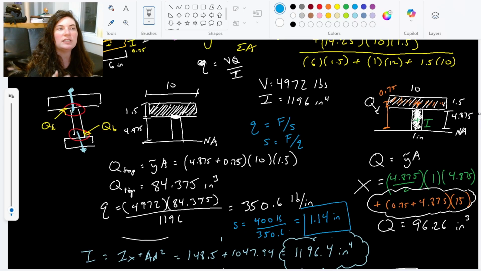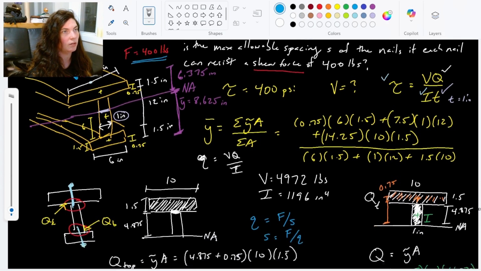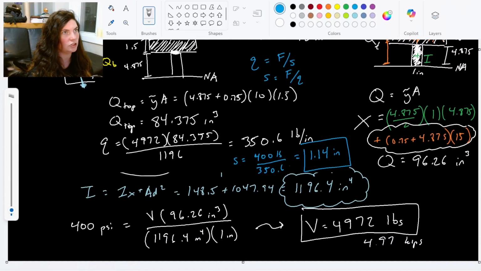And again, this is a maximum spacing, right? If we put less space between them, then each nail will be taking on a little bit less force. So this is the absolute max spacing between these nails, right? This is what our problem originally looked like up here, where we have these nails. S is the absolute max spacing of 1.14 inches.